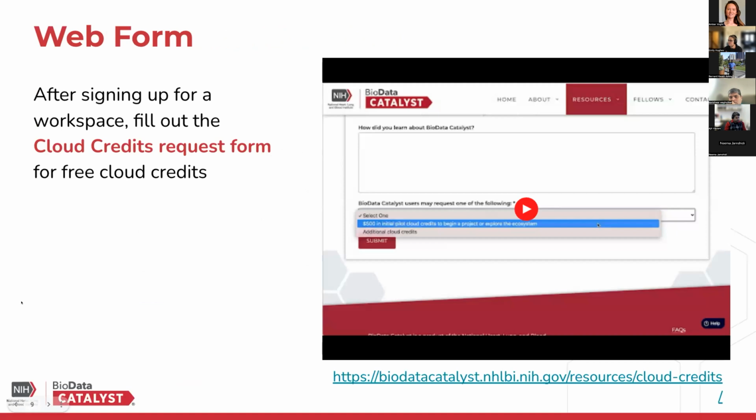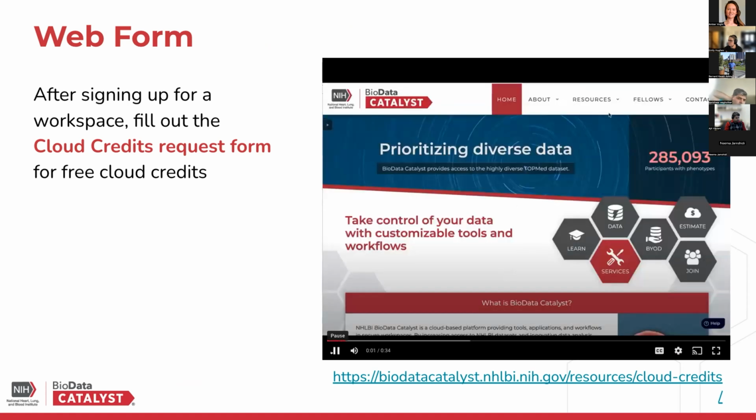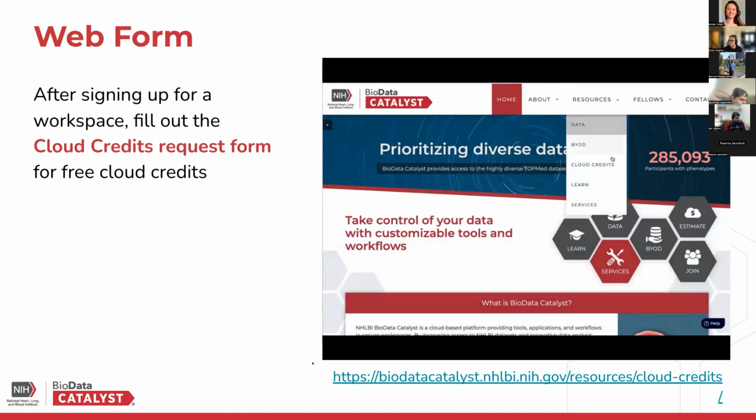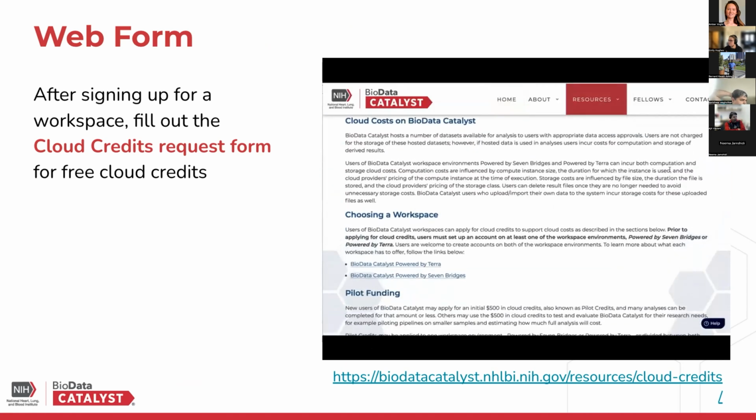Now this is our cloud costs and credits webpage. If you want to just press play on this short video, it will give you an idea of what the form looks like. It's very simple to fill out, quite basic information that we ask you for. On the cloud credits page of our website, it does link to helpful articles on estimating and controlling your cloud costs, along with the form to request credits. So remember to complete the form only after you've signed up for a workspace.